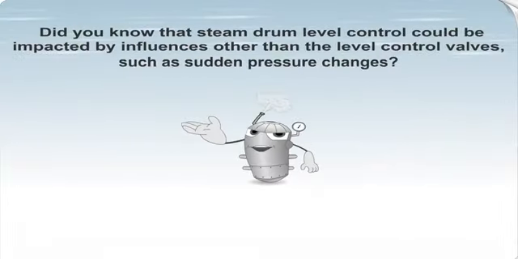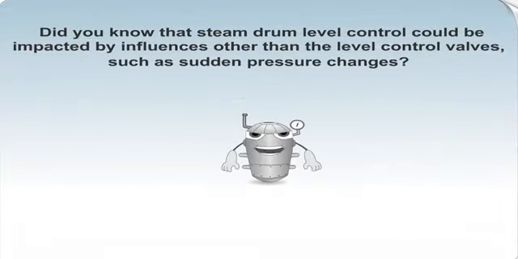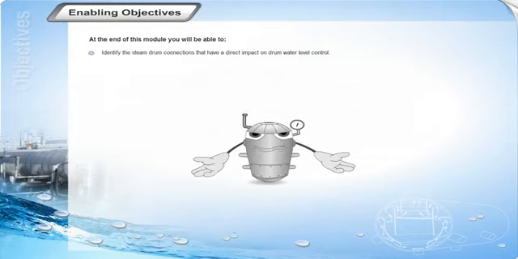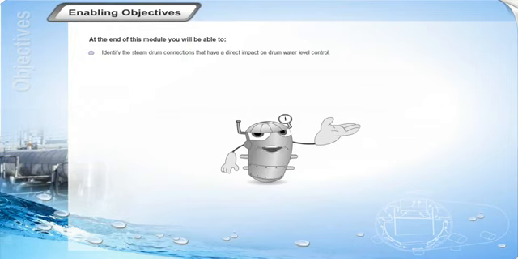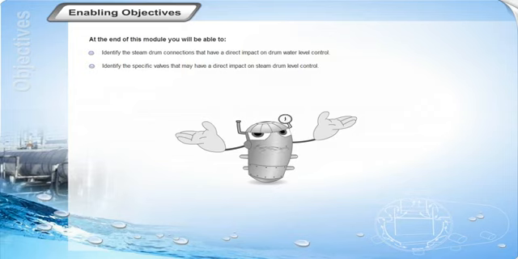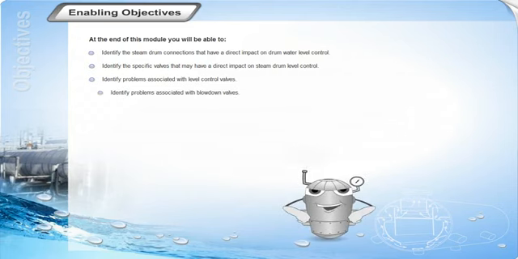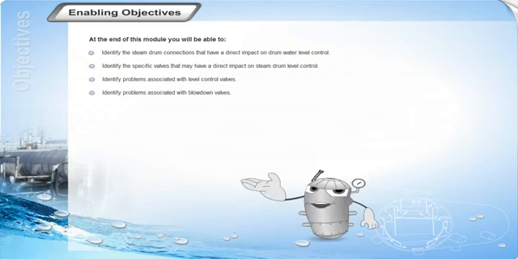Did you know that steam drum level control could be impacted by influences other than the level control valves, such as sudden pressure changes? At the end of this module, you will be able to identify the steam drum connections that have a direct impact on drum water level control, identify the specific valves that may have a direct impact on steam drum level control, identify problems associated with level control valves, identify problems associated with blowdown valves, identify problems associated with safety and relief valves.